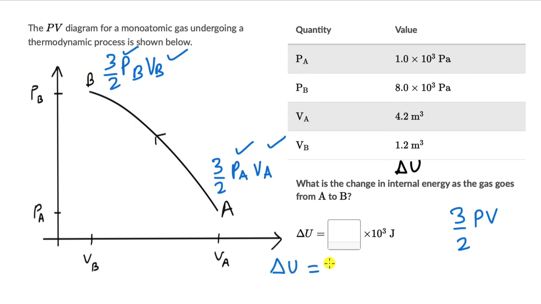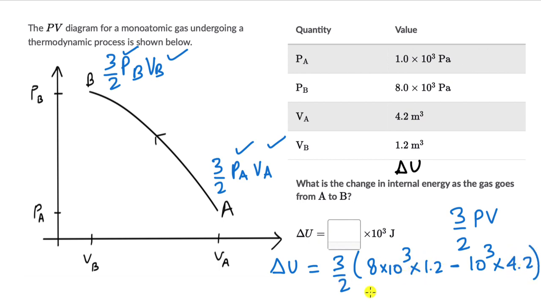We can take 3 by 2 as common. And we start off with final minus initial, so PB into VB minus PA into VA. PB is 8 into 10 to the power 3, VB is 1.2. And we are subtracting 1 into 10 to the power 3. I'm just writing 10 to the power 3 into VA, which is 4.2.